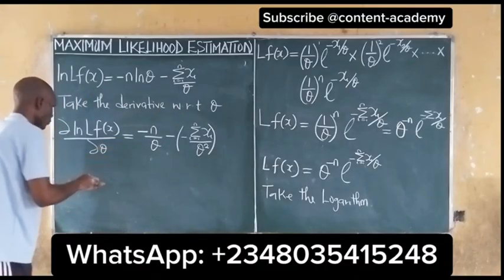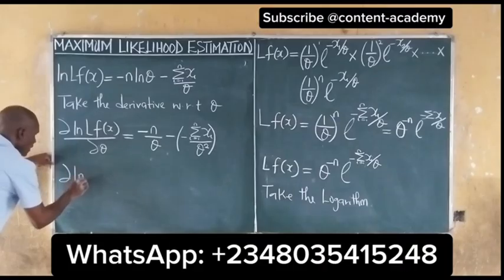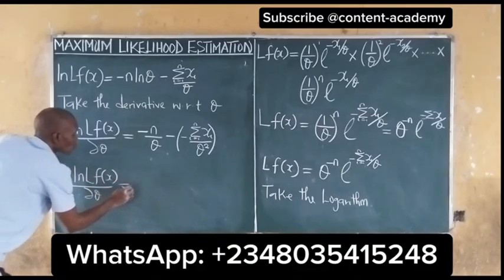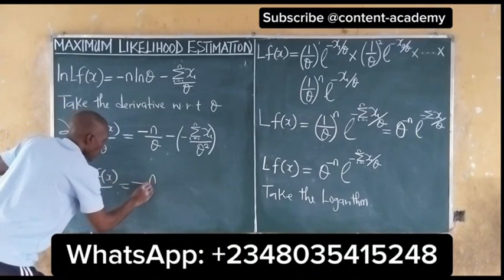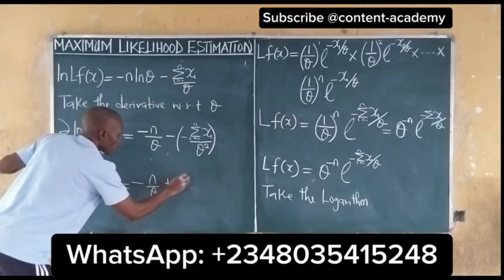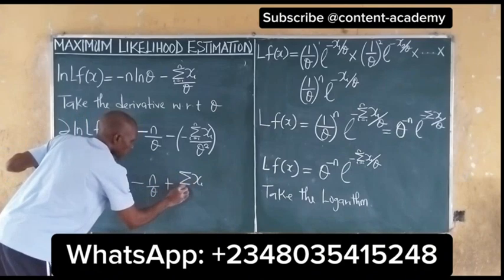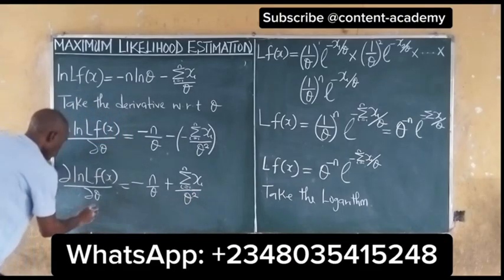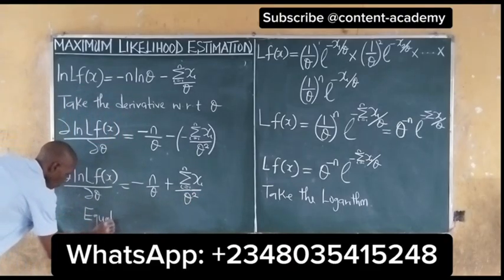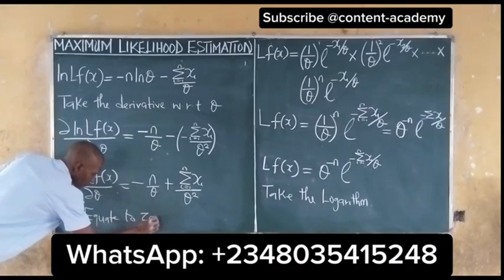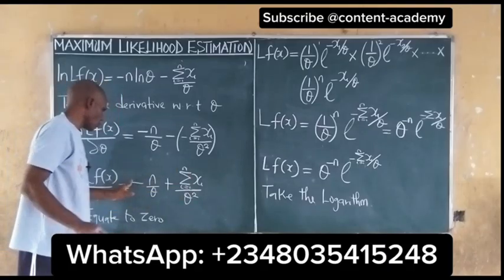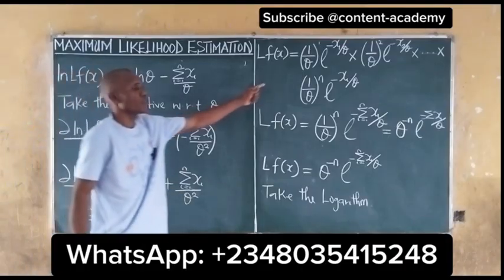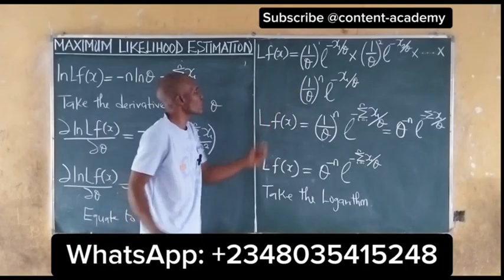So we can write this properly to give the derivative of f of x with respect to theta as negative n over theta plus summation of xi as i running from 1 to n over theta squared. We equate the whole of this to 0.